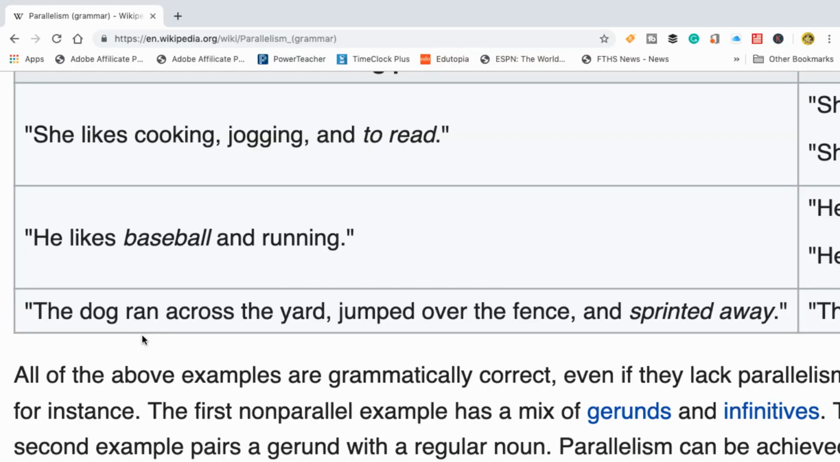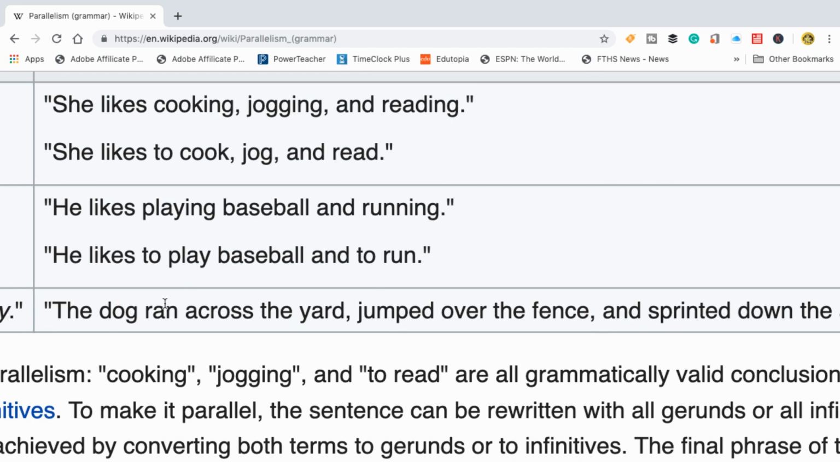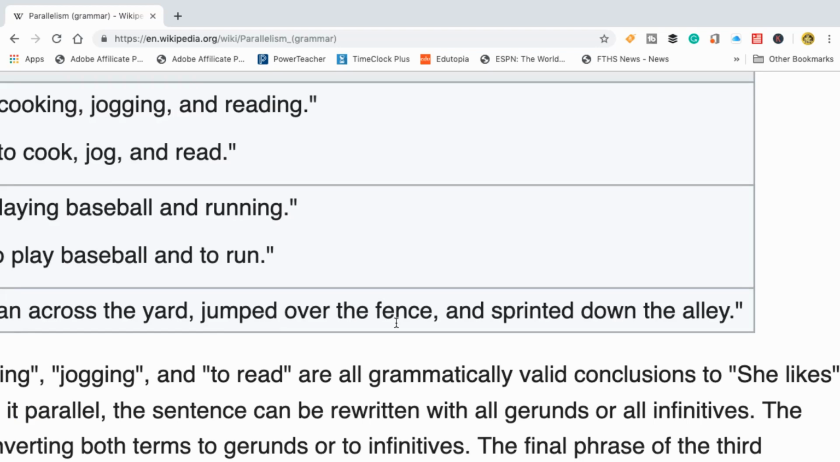But let's understand what is. Ran across the yard. So we've got a verb, and then a prepositional phrase. Across, that's our preposition. The yard finishes the phrase. Jumped, preposition is over, finishes the phrase with the fence, and sprinted away. Now we're not consistent because away doesn't have the prepositional phrase. Okay, so let's look at the corrected version. The dog ran across the yard, jumped over the fence, and sprinted down the alley. Down is our preposition. The alley finishes the phrase. You with me so far?